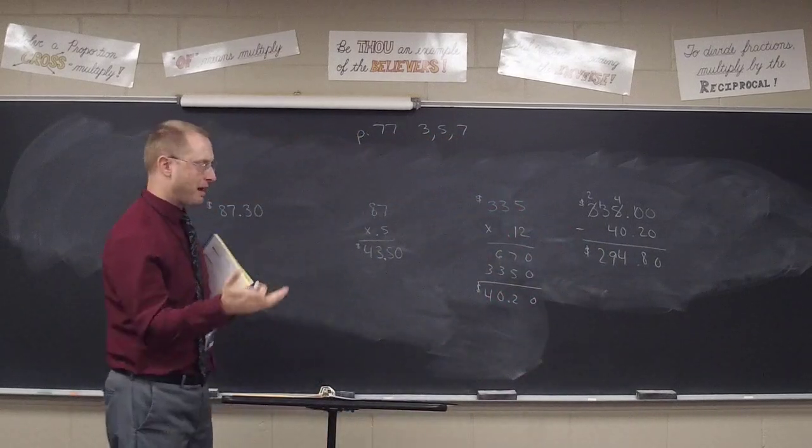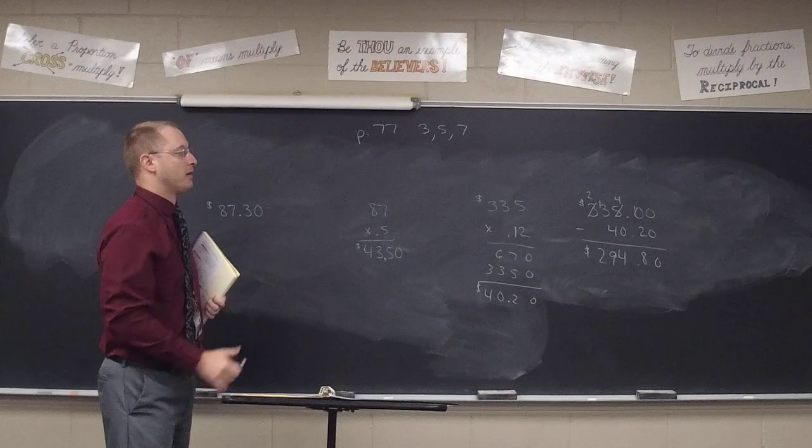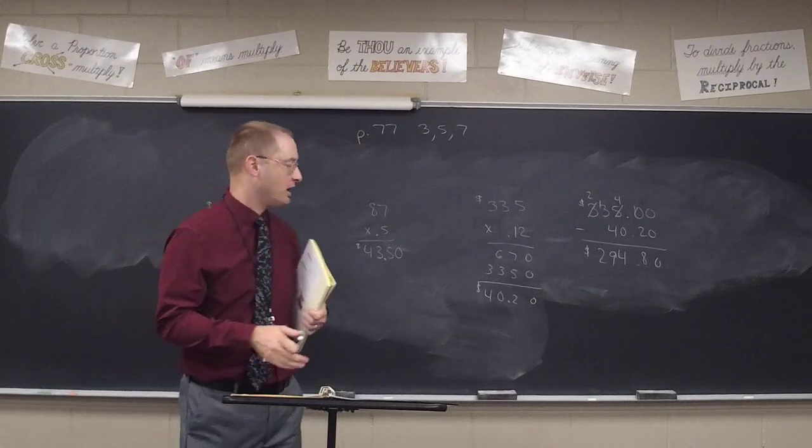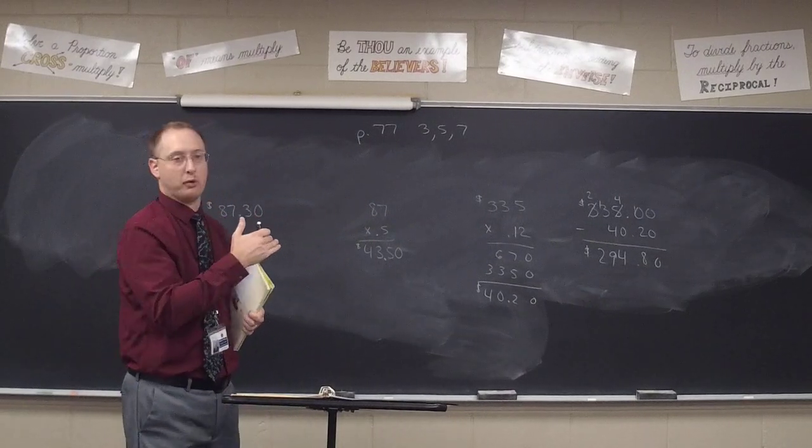So there's borrowing we have to be careful with. There's multiplying we have to be careful with. There's decimal places to be careful with. You get the idea. We just got to be careful on 5.